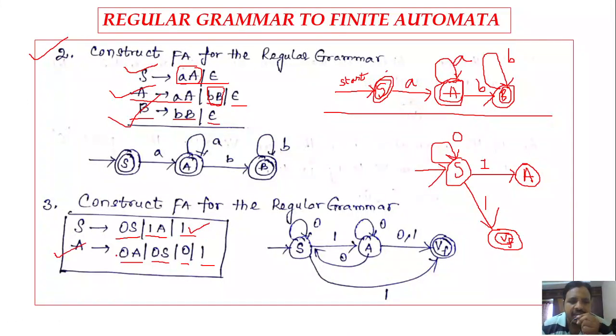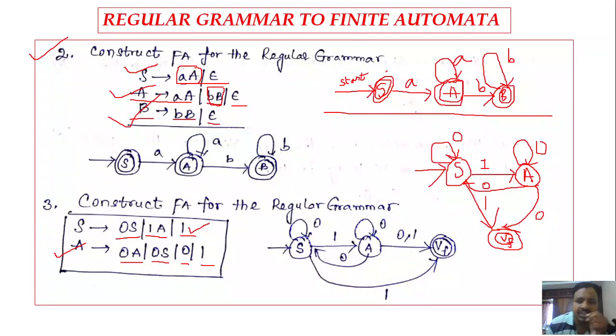A. Capital A denotes 0A. So capital A on 0, you are going to have the self transition. Done. Next, A denotes 0S, which means from A on 0 it must go to S. Next, A denotes 0. So one variable is denoting a terminal. In this case, you have to specify the transition from A towards the final state. The final state we have already added, so you can directly specify the transition from A towards that final state on 0. There is no need to add the final state again and again.